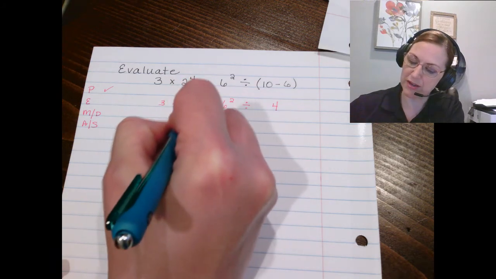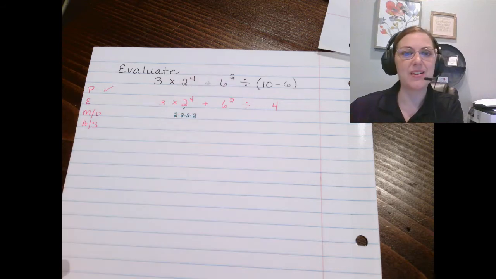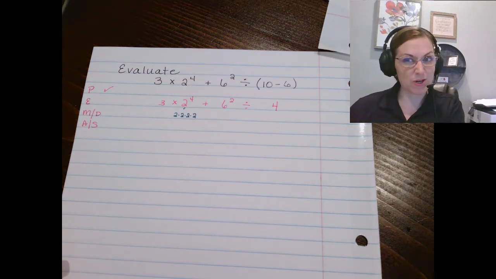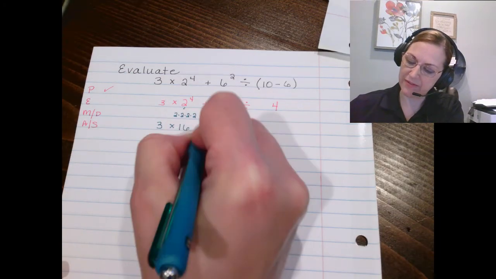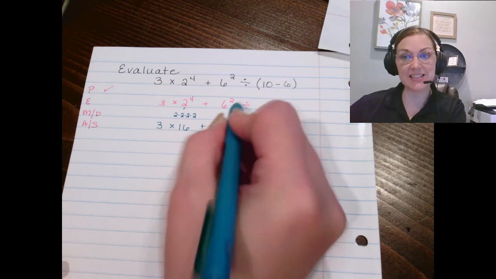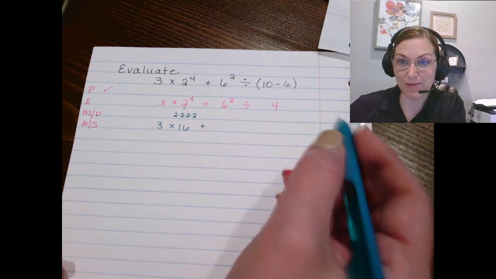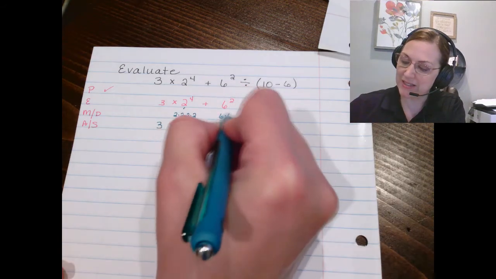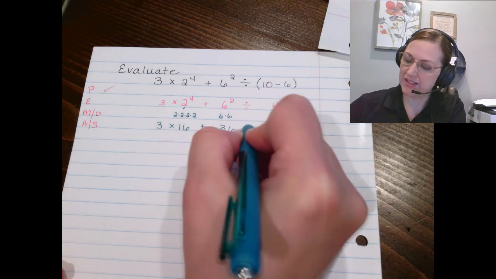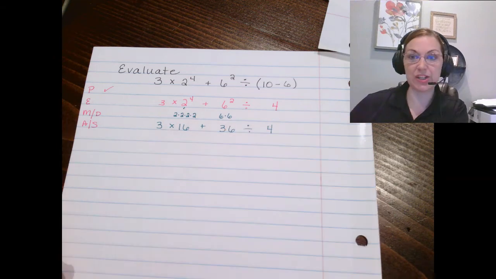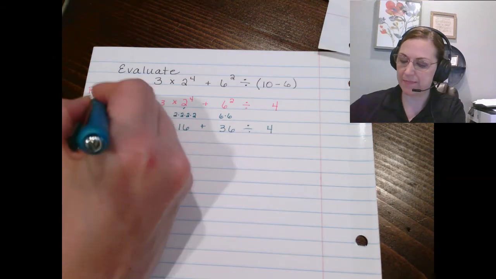2 times 2 times 2 times 2. So 2 times 2 is 4, times 2 is 8, times 2 is 16. So 16 there. And then 6 to the second, that does not mean 12. That means 6 times 6, which would be 36. And then divide by 4. So I took care of the exponents in that step.